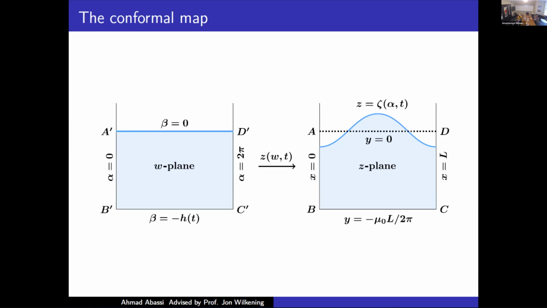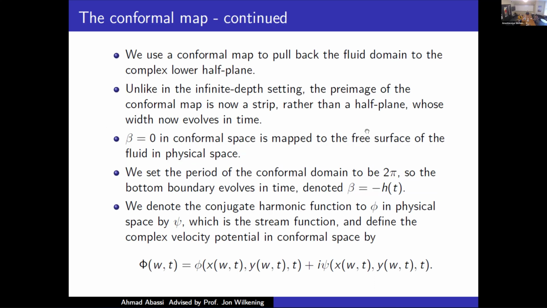Here is an illustration of our conformal map to pull back the physical domain of the fluid into conformal space, the W plane on the left being conformal space and the Z plane on the right being physical space, the one in which the fluid actually behaves. As we can see, this dashed line on the right in physical space represents a mean free surface height of 0, which turns out to be a physically relevant constraint that we've decided on in order to dictate a unique solution to our problem. So the conformal map we use, as we said, pulls back the fluid domain to the complex half plane.